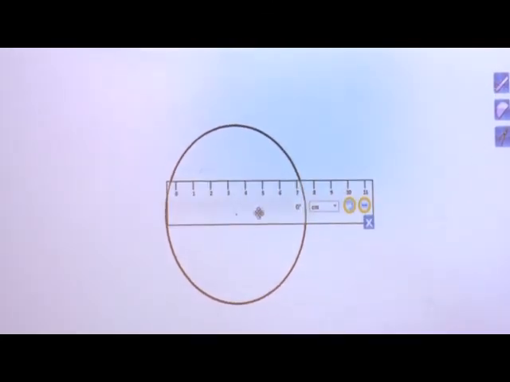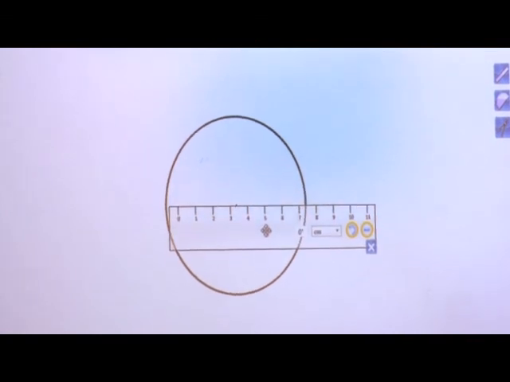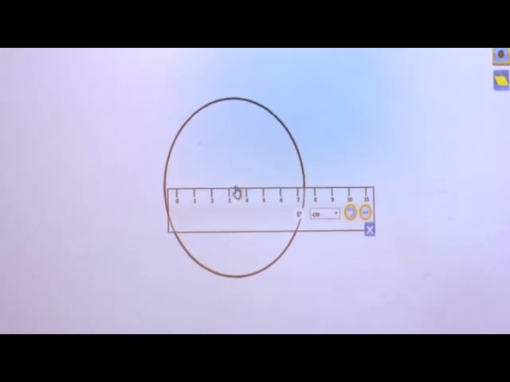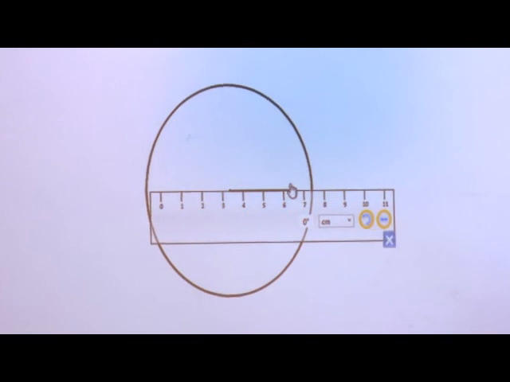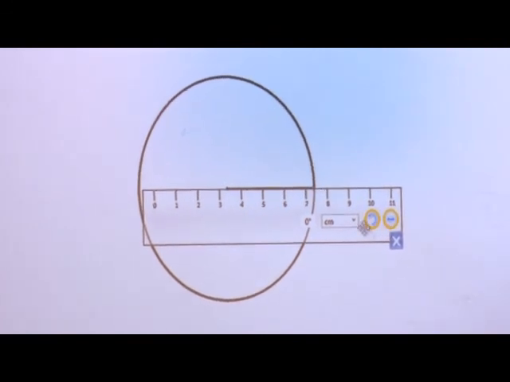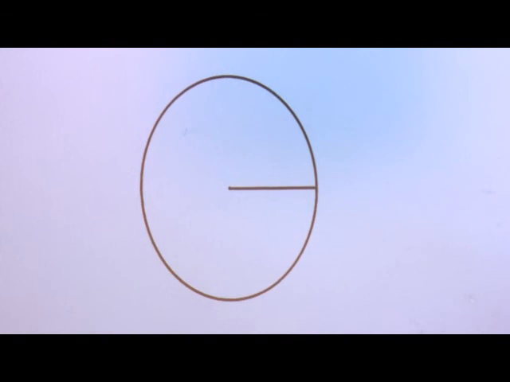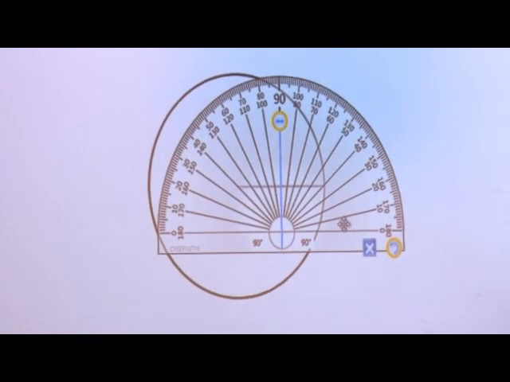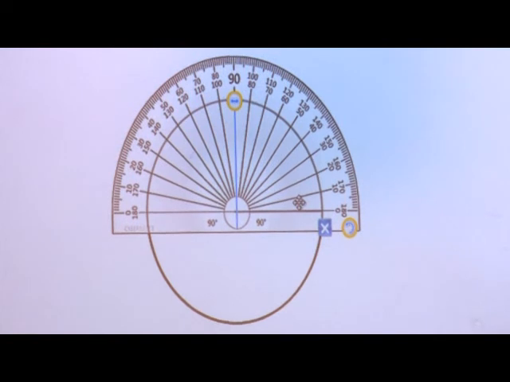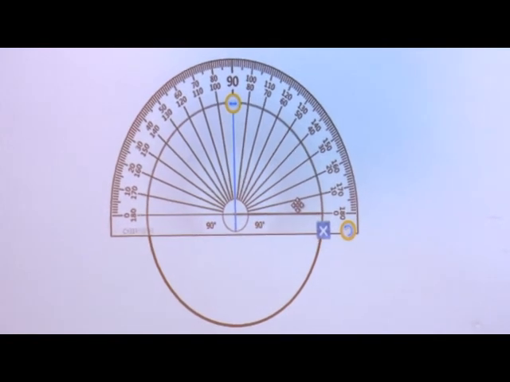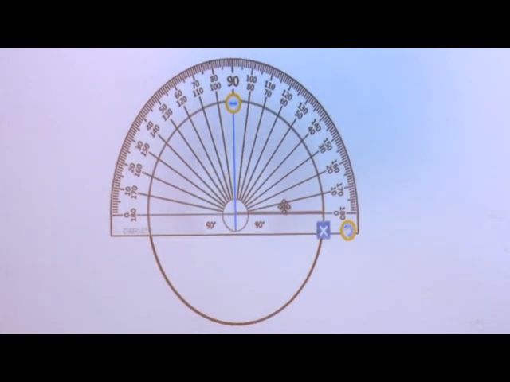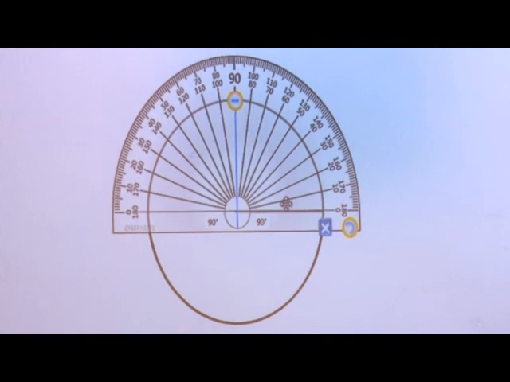Now I will draw the radius of the circle. This is the normal thing that we do. Keeping the scale aside, now I shall take the protractor. I shall match the center of the protractor with the center of the circle. Both are coinciding. Center of the protractor and center of the circle are coinciding.